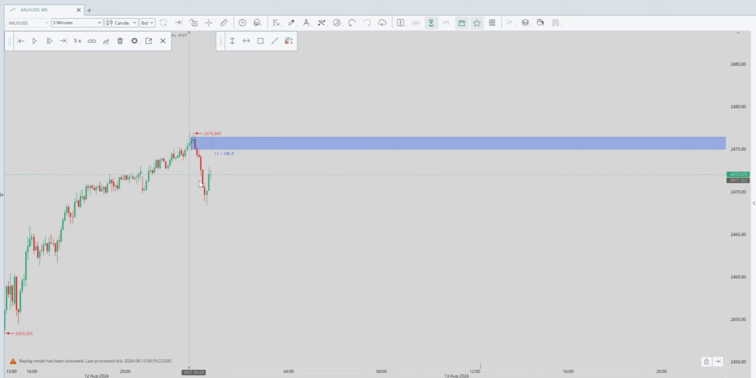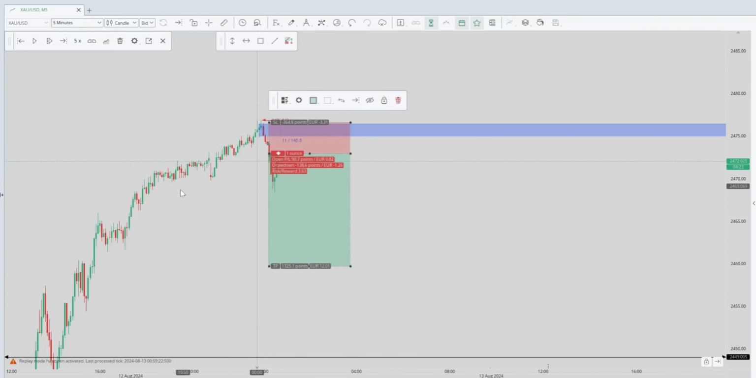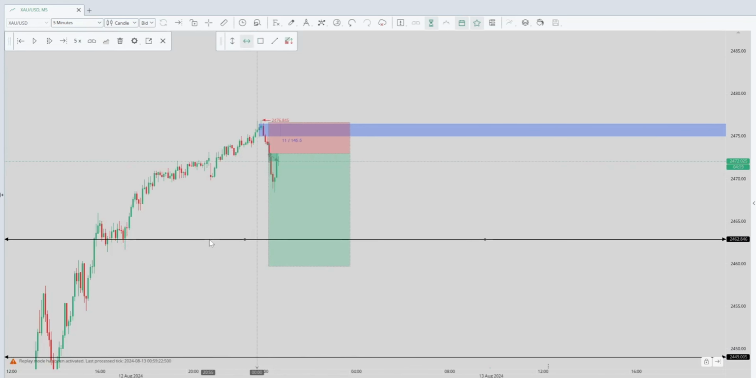Now I would have used this fair value gap if I was going to enter into this trade. Simple as that. I would have used this fair value gap to enter into the trade, putting my stop loss either up here and I'll be targeting which low. This would have been my first TP. So this would have been my first TP right here.